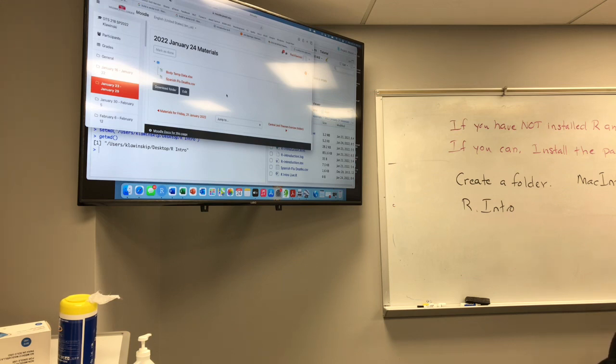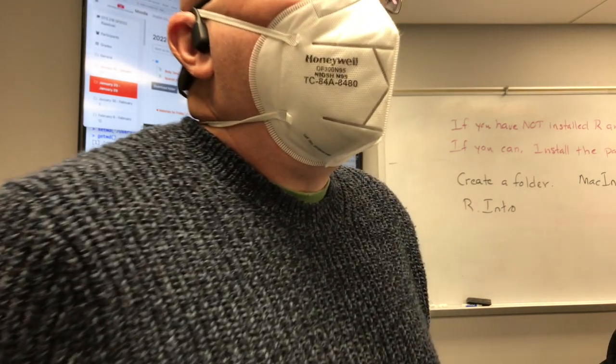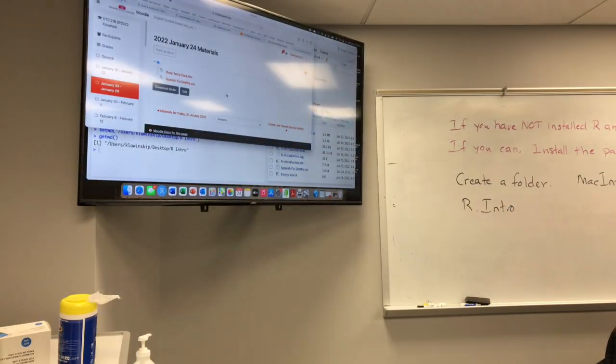Go to your file structure, in Finder or whatever, and verify that it's in there. So just download both of them? Just the flu deaths. Download the deaths, and then put it in your R intro folder. And then once you have done that, I'm going to do it as well.